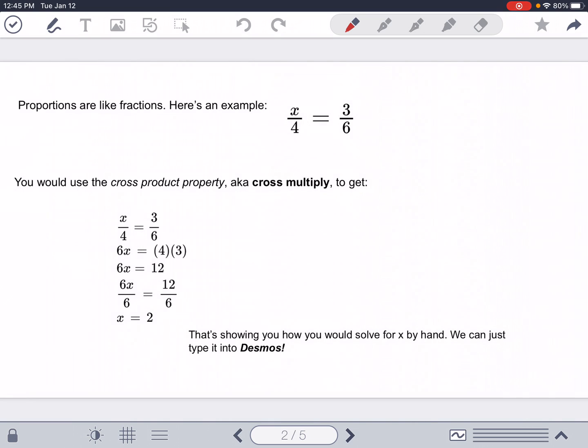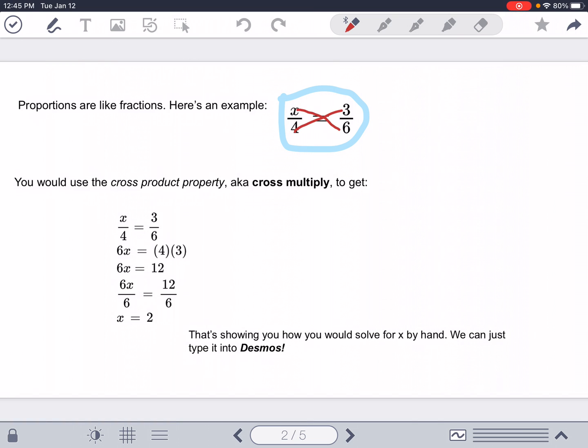So proportions are like fractions. Here's an example. I have x over 4 equals 3 over 6. Now, what you would actually do is use the cross product property, which you've probably referred to as cross multiplying. And what you would do is you're going to cross multiply like that.